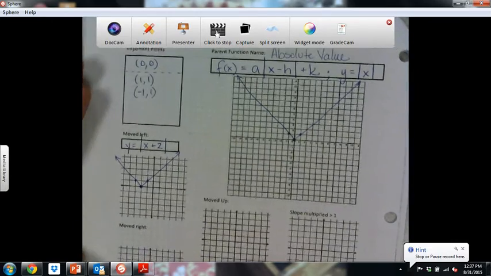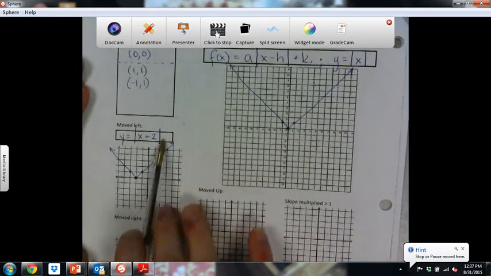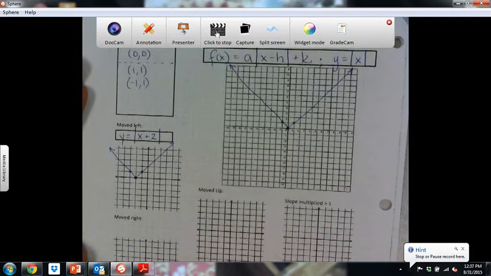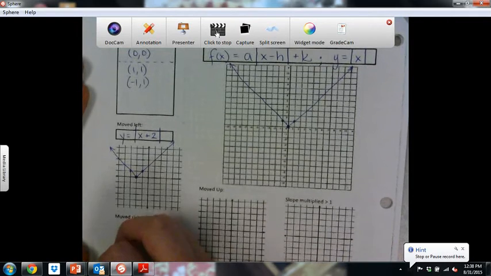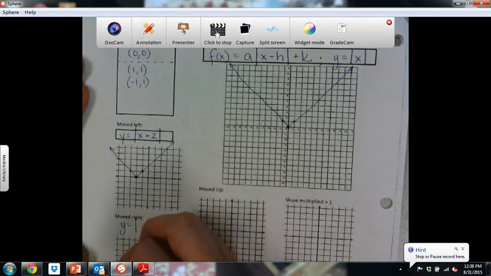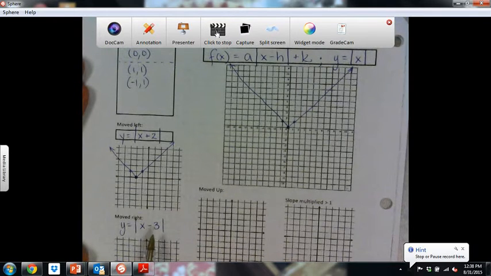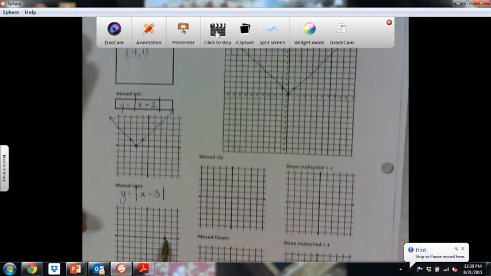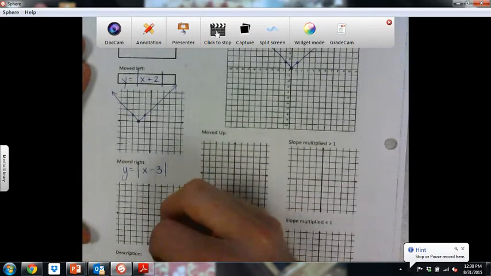So let's try moving to the right. If adding inside the absolute value causes something to move to the left, then subtracting would cause it to move to the right. So x minus 3 is going to move us to the right 3 spaces. So that's 1, 2, 3. That's my absolute value right here, or the vertex, the point of my absolute value function right here. And then it goes up 1, right 1, up 1, left 1.